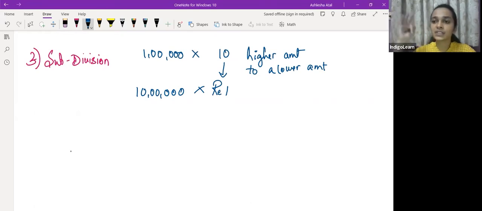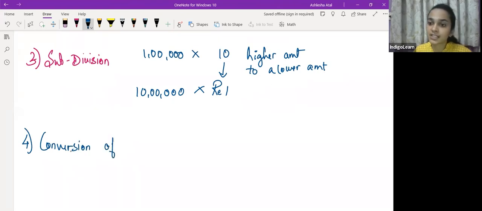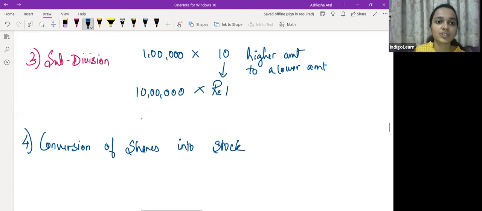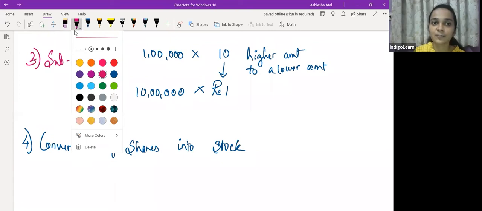Clear? So these were the first 3 methods of alteration of share capital. The fourth one is conversion of share into stock. If you remember the first day when we started with this chapter, I told you what stock is. What is stock? What does a stock consist of? Group of shares, and it consists of fully paid up shares.